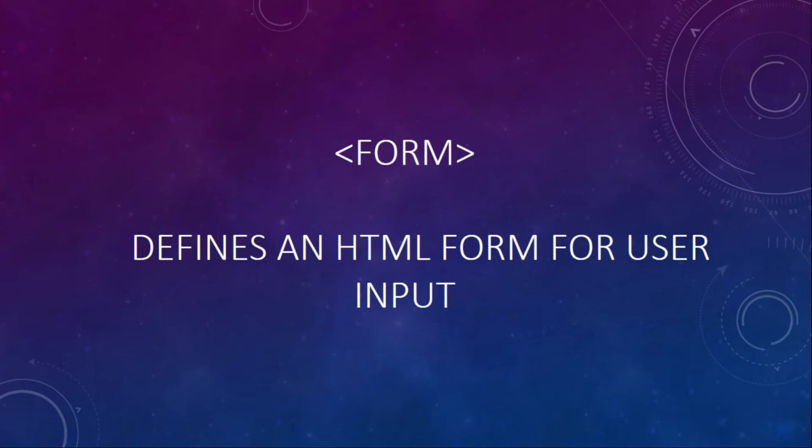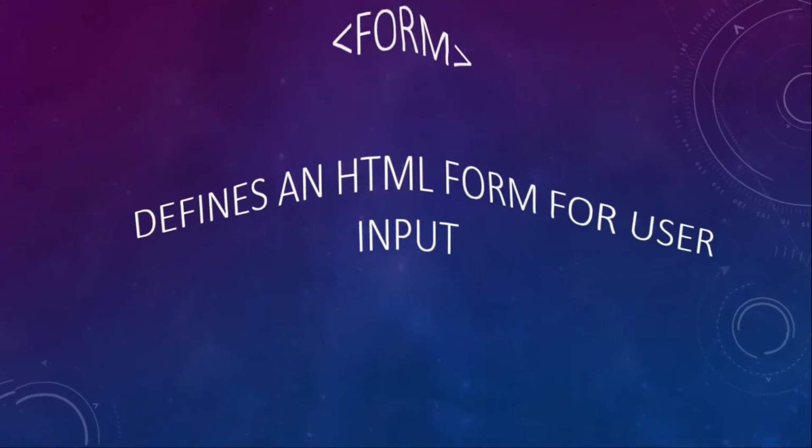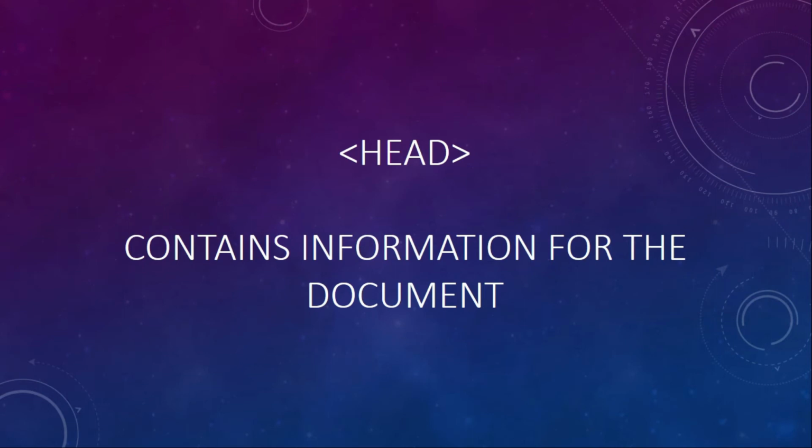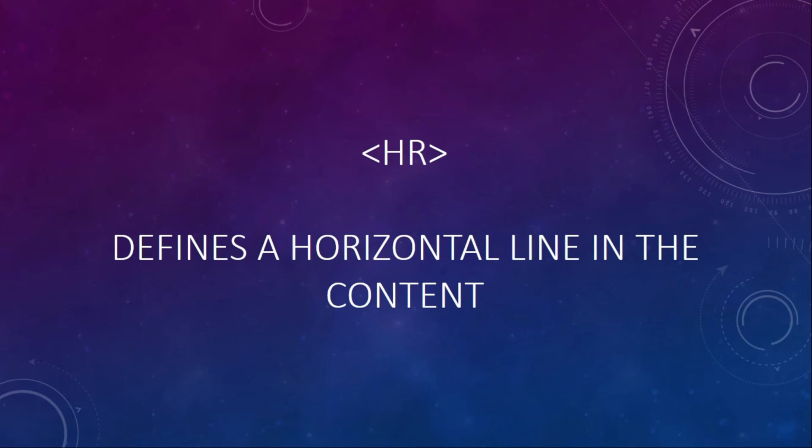Form, it defines an HTML form for user input. You can use the attributes for form. Head, it contains information for the document. HR tag, it defines a horizontal line in the content. That means if you want to put a horizontal line in your web page, you can use HR tag.